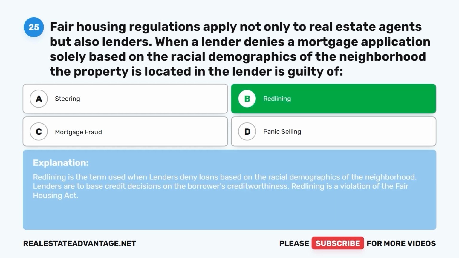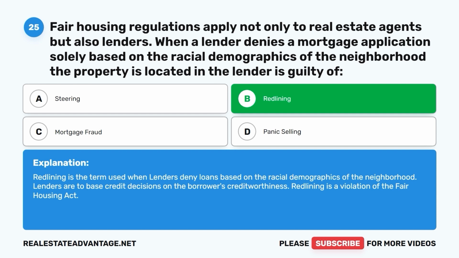Redlining. Redlining is the term used when lenders deny loans based on the racial demographics of the neighborhood. Lenders are to base credit decisions on the borrower's creditworthiness. Redlining is a violation of the Fair Housing Act.